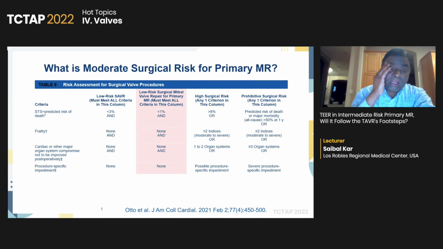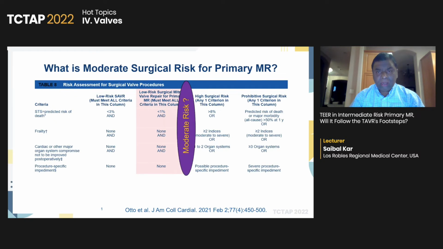If you now look at what patients are considered to be high surgical risk or prohibitive risk, look at the different criteria: 8% mortality, 2 frail indices, 1 or 2 organs involved. So you have a very large area between 1% and 8%, for which we have no classical determination. Now let's look at what data we have for this group of patients.